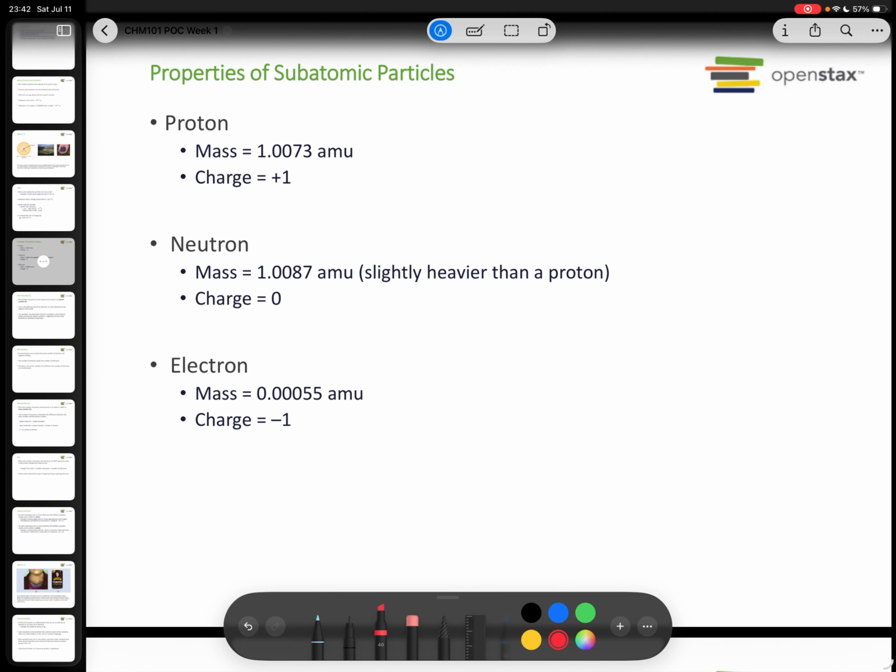So let us compare the three main subatomic particles. A proton is located in the nucleus, has a mass of about 1.0073 AMU, and a charge of +1. A neutron is also in the nucleus, has a mass of 1.0087 AMU, slightly heavier than the proton, and has no charge, zero. An electron naman is outside the nucleus, has a much smaller mass of 0.00055 AMU, and ito naman ay may charge ng -1.